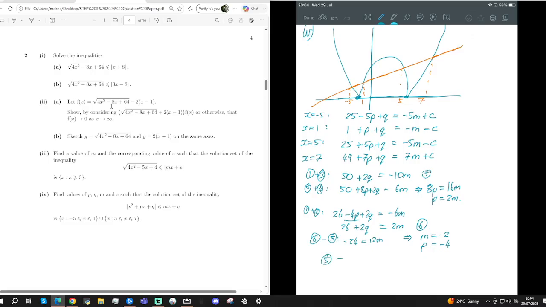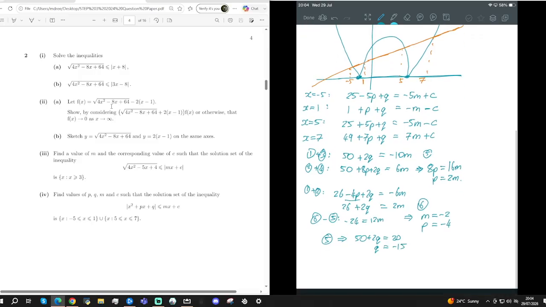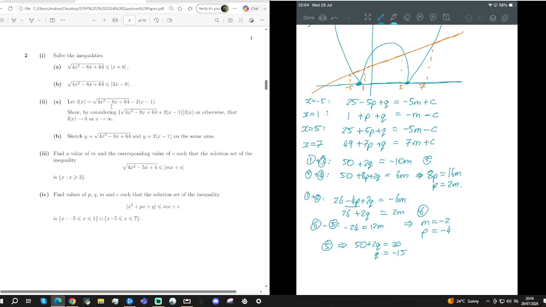Equation 5 then is going to tell me what q equals. That's going to equal 20 on that side. So that's 50 plus 2q equals 20. So that's negative 30, that's negative 15. And then I kind of want to use equation 2, but it's got a negative c in, but we'll go for it anyway. Equation 2 says 1 minus 4 minus 15 equals 2 minus c. So that's negative 18 equals 2 minus c. So c equals 20.